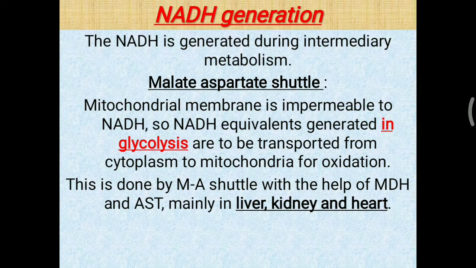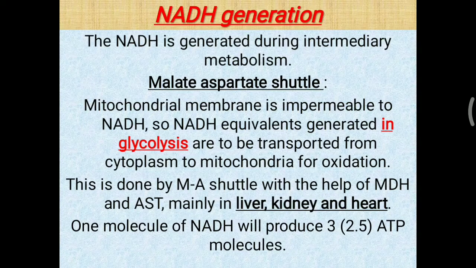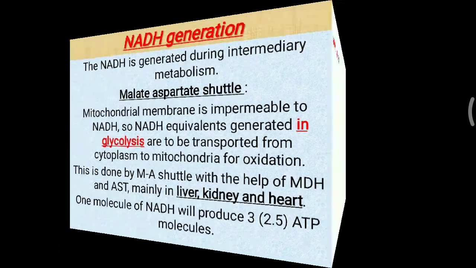This is done by the malate aspartate shuttle with the help of MDH and AST enzymes, mainly in the liver, kidney and heart. Whatever NADH is generated in glycolysis is shifted to the mitochondria with the help of the malate aspartate shuttle. When one molecule of NADH goes inside the electron transport chain, it helps to produce 2.5 ATP as per the newer calculation, 3 ATP as per the older.